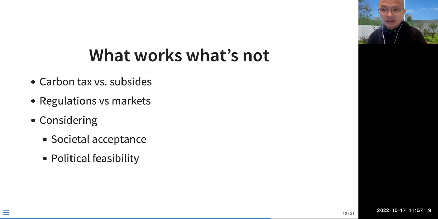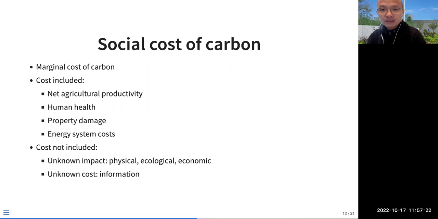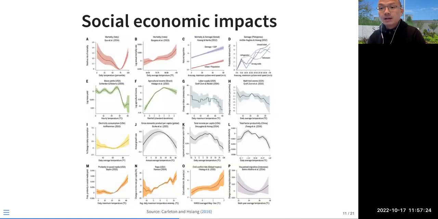Now I'll go back to the cost, right? Cost is very important, and so how can we improve the assessment of a cost? What's the real cost? That's the introduction of the idea of the social cost of carbon. So the cost of carbon is complicated, right? It depends on what costs you include, and what you don't.